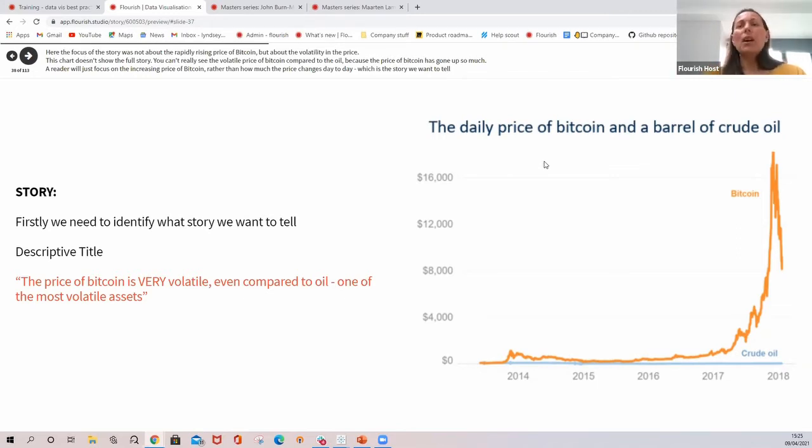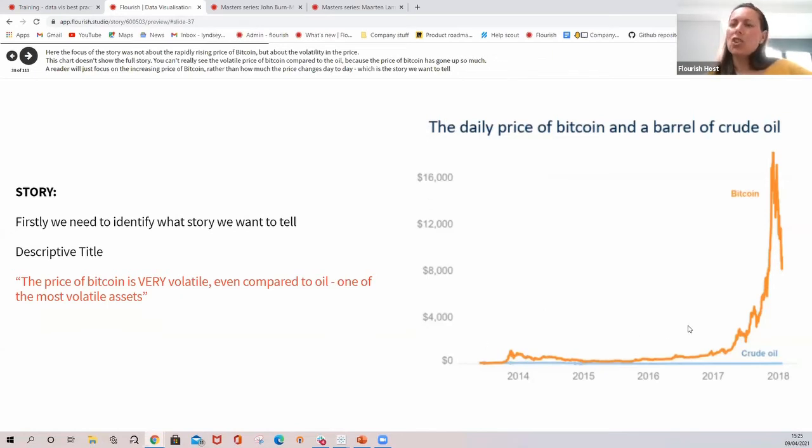In this particular case, the actual story was that the price of Bitcoin was very volatile, even compared to oil, one of the most volatile price assets in the world. The context of this story at the time was a guide for the public on cryptocurrencies. It was at a time when the price of Bitcoin was going up massively, and we wanted people to understand that it's a very volatile asset and the price will not necessarily always go up.